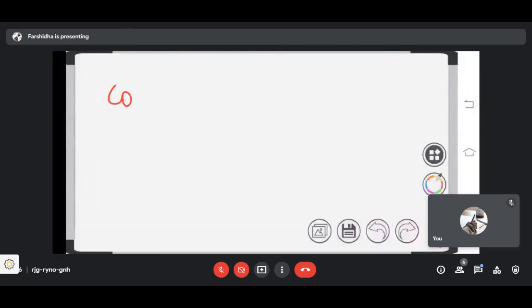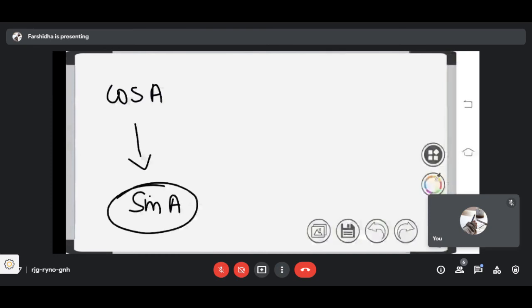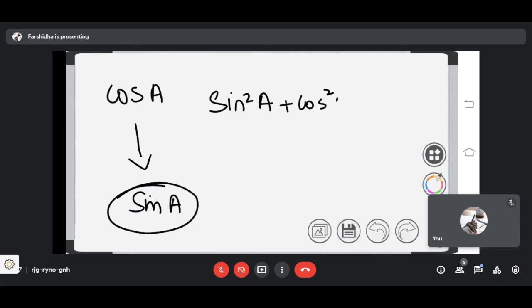First, cos A. We need to represent cos A in terms of sine A. That is the question. So you have the first identity, sine square A plus cos square A equal to 1. So from this identity, you can derive formula for cos. I told you cos square A is equal to 1 minus sine square A.